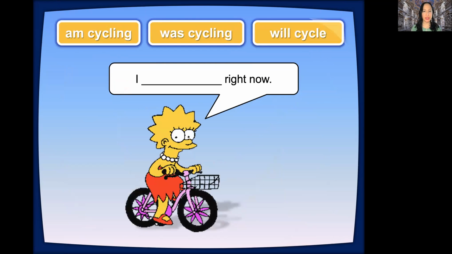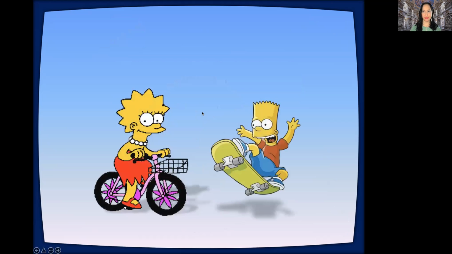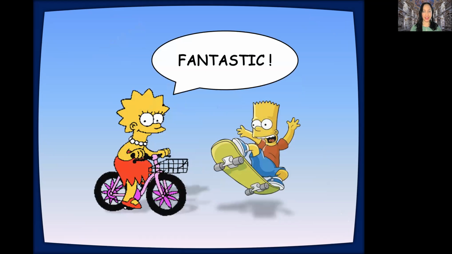I blank right now. I am cycling right now. I was cycling right now. I will cycle right now. When is this happening? In the past, present, or future? Now, right now. So that's right. I am cycling right now. Present continuous. What's happening here? Fantastic job. I'm so proud of everyone.